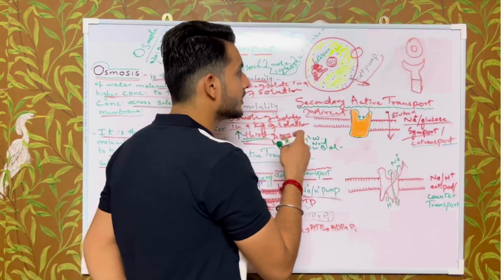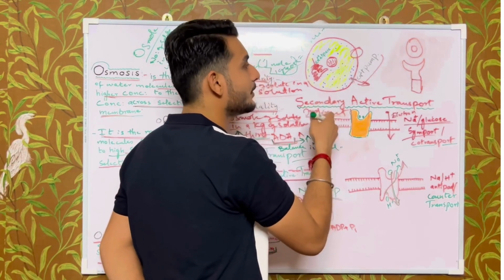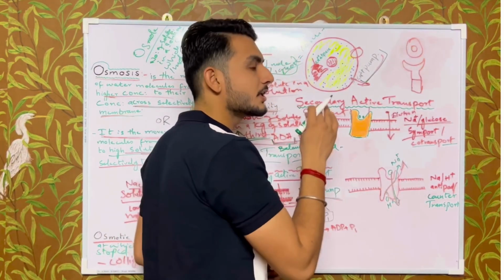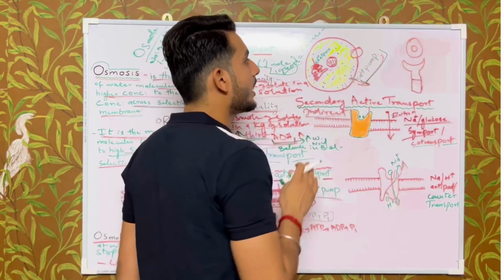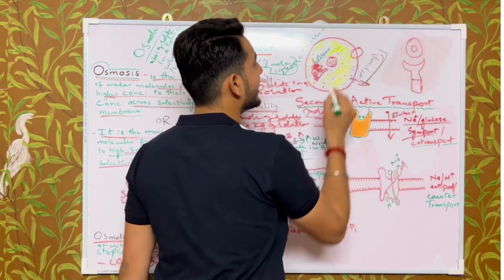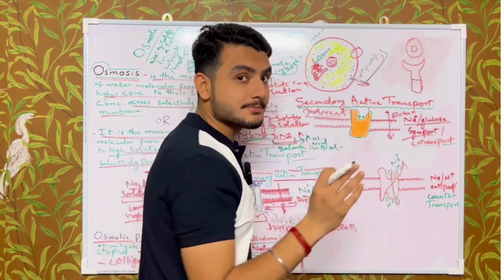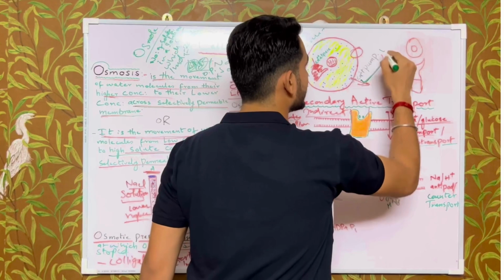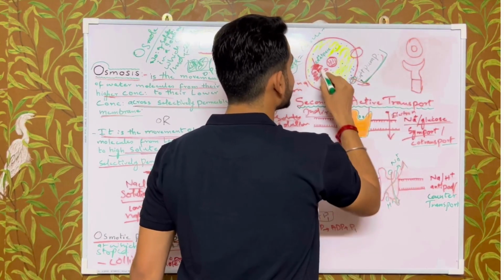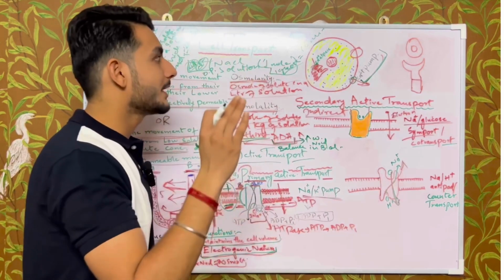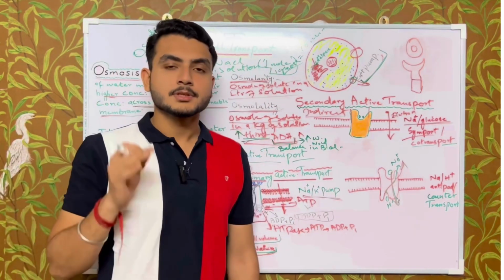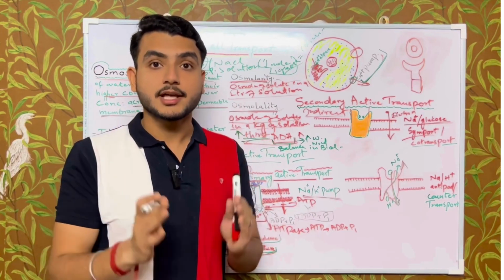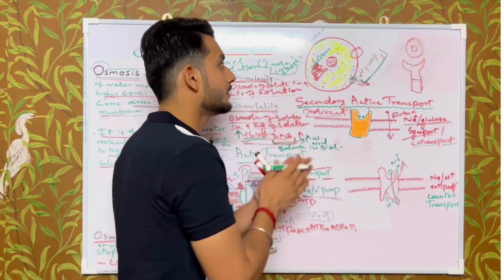Let's move on to another example of primary active transport, which is the calcium pump. There are 2 sites where these calcium pumps are implanted: one is the cell membrane, another is the membrane of the endoplasmic or sarcoplasmic reticulum. You must remember, this calcium pump is implanted within the cell membrane as well as the membrane of the endoplasmic or sarcoplasmic reticulum. We know that the concentration of calcium in the extracellular fluid is 10,000 times more than in the intracellular fluid.